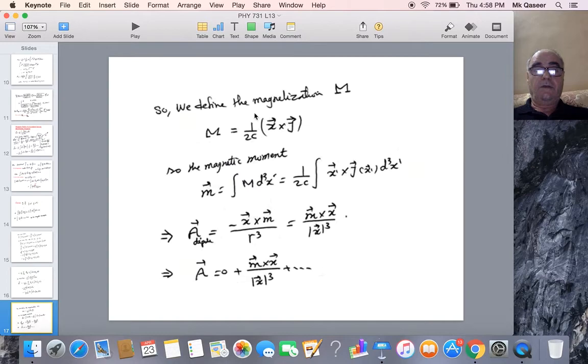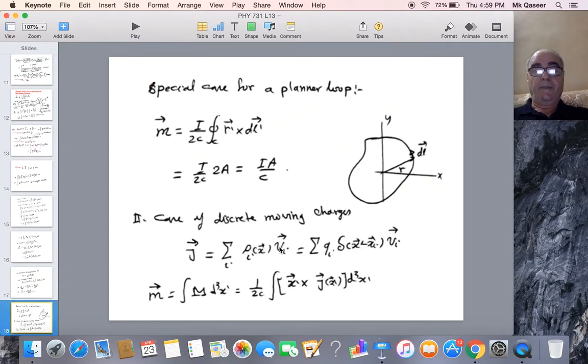Now let's define 1 over 2c of x cross J as the magnetization M. Then the magnetic moment is the integration of M over d^3x prime, which is given by this expression. Now substitute back and we get that A dipole is minus x cross m over r cubed, or m cross x over r cubed. So we write A: this is the first term, which is 0. This is the second term.